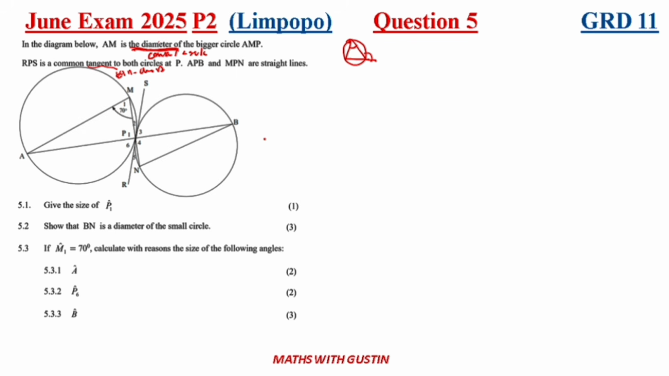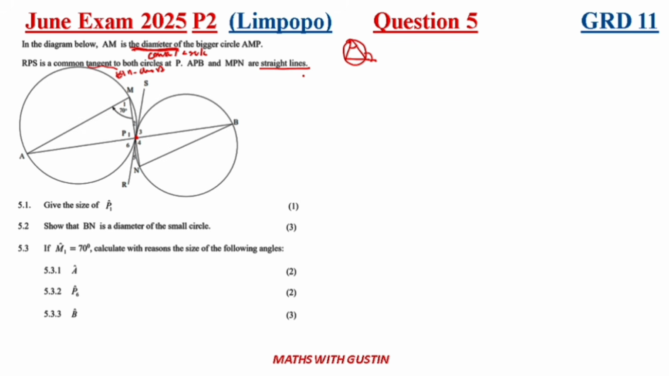Right. So now at point P, there's a tangent. Here's point P, and this line drawn here is a tangent. And then they said APB and MPN are straight lines. If they speak of straight lines, this is what you start thinking about. They didn't say parallel, so we're not going to do any parallel.